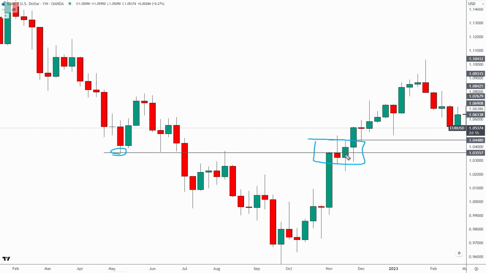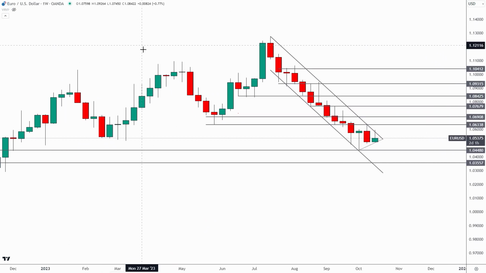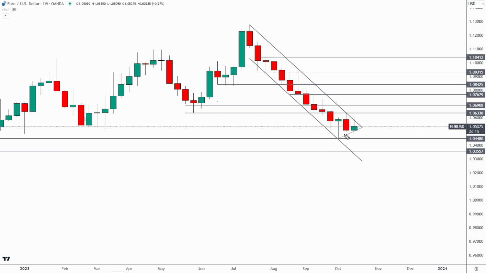So I think that this area down here at 1.0355 is going to serve as a magnet for the Euro USD. As long as the market is holding below this area, I favor looking for shorts on strength into liquidity for that move down here toward this recent low, and then potentially 1.0355.